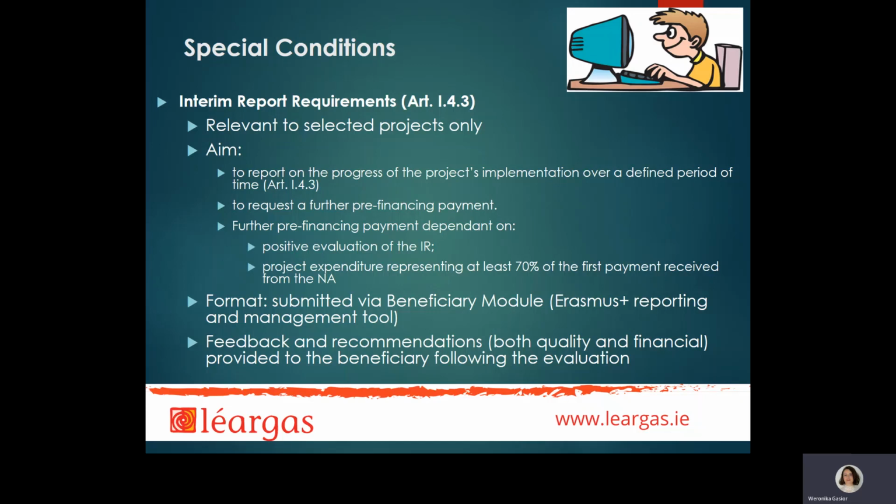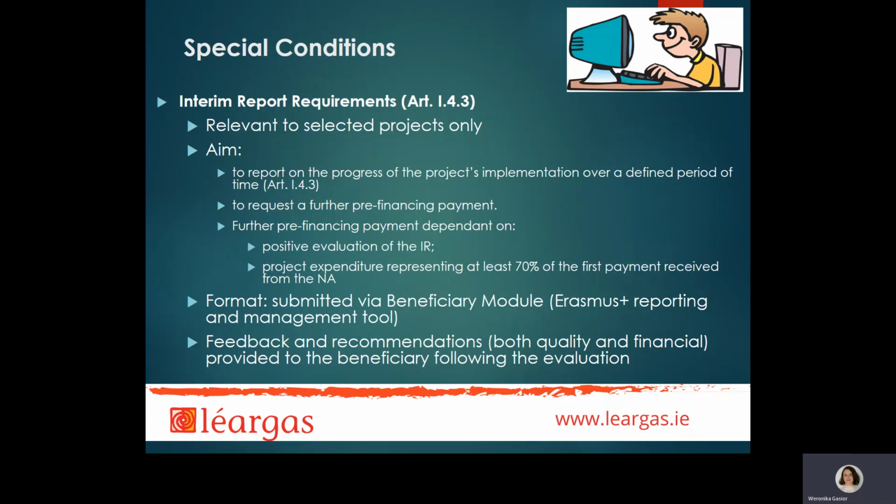Such pre-financing payment is indeed made once the report passes the evaluation, and also when it shows that beneficiaries spent at least 70% of the first pre-financing made to the project upon the signature of the grant agreement. Beneficiaries are allowed to submit an interim report either by deadline or when the 70% rule is fulfilled, which means that an interim report can also be submitted before the deadline specified in the grant agreement.